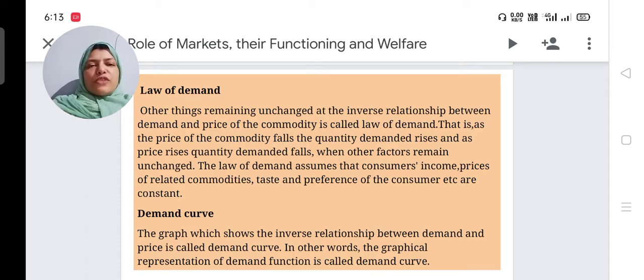If the price of the commodity decreases, demand will increase. If the price of the commodity increases, demand will decrease. So there is an opposite relation between price and demand for the commodity.